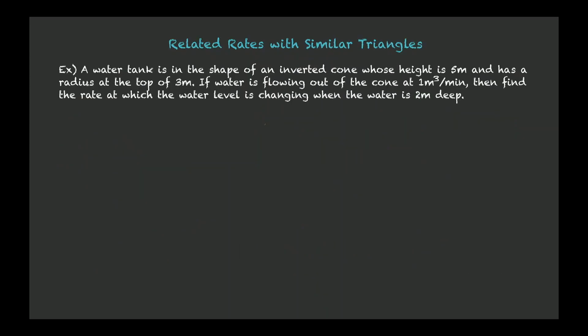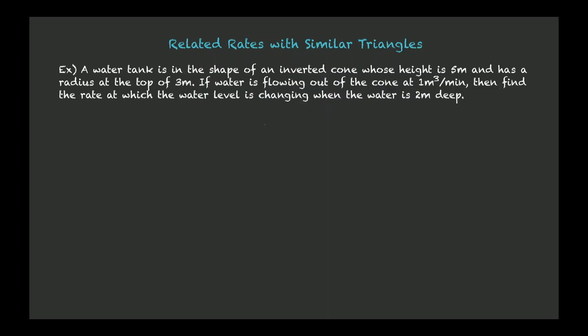A water tank is in the shape of an inverted cone whose height is 5 meters and has a radius at the top of 3 meters. If water is flowing out of the cone at 1 meter cubed per minute, then find the rate at which the water level is changing when the water is 2 meters deep.